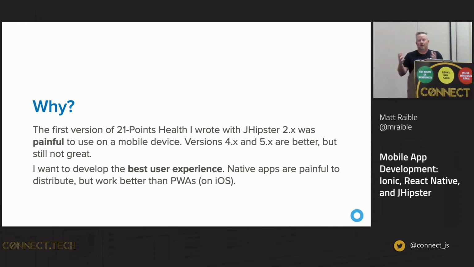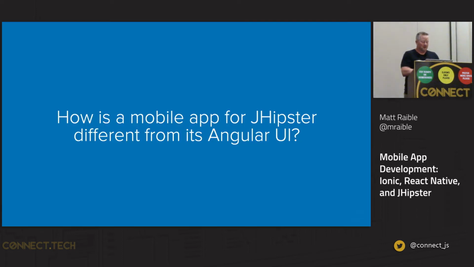So that's why I created Ionic for JHipster. But at the same time, it's funny to fast forward 5 years and look, there's still no 21 Points in the App Store. So even though I created a framework to do what I wanted to do, I still haven't published that app that I want to use. I still use 21 Points on my phone all the time, but I don't use it with an app.